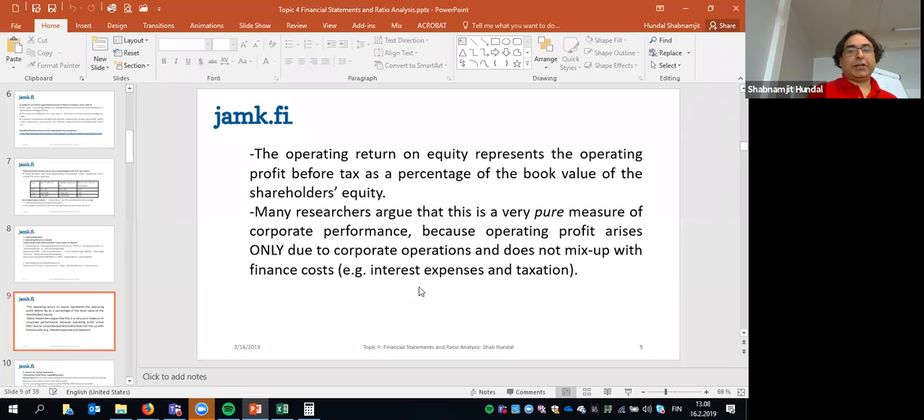That is why we don't consider finance cost primarily. We don't mix up with the finance cost, and we only look at the company's operational performance.